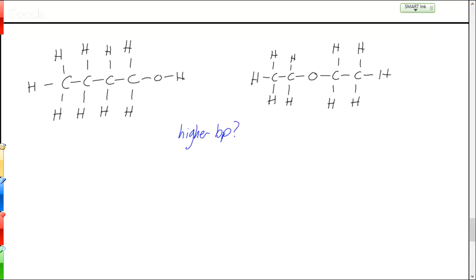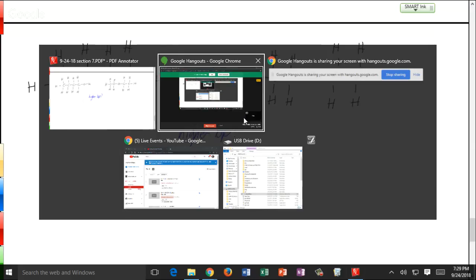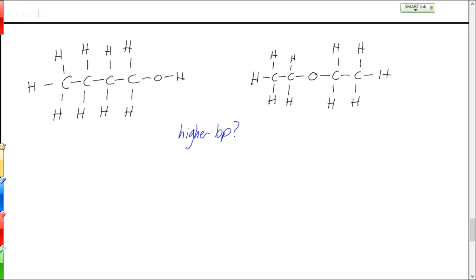So you can't actually destroy the molecule when you boil something. Boiling only separates molecules from each other. It does not break the bonds inside the molecule. But I'm glad you brought that up. Actually, did I turn my microphone back on? Yeah, I did. Okay. I'm glad you brought that up because that's a really common thing that people sometimes have issues with when it comes to judging boiling points, is you want to look at and judge the strength of the bonds in the molecules.